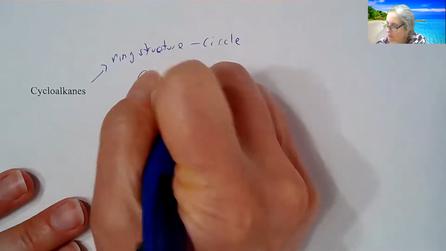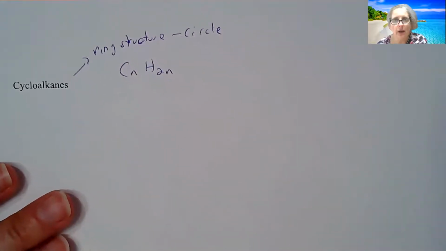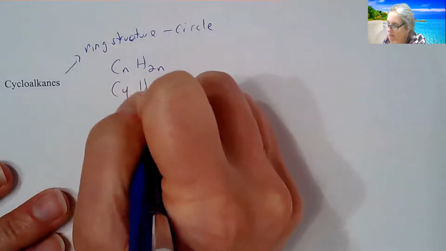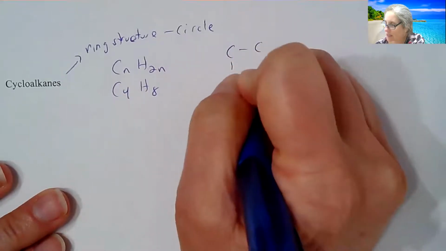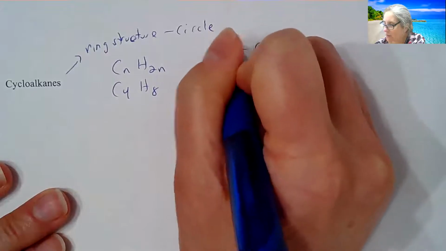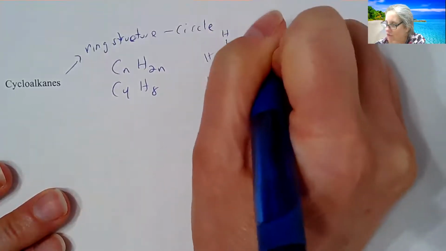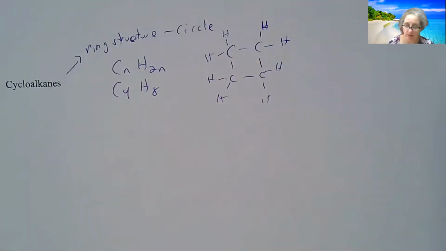So they have a very unique formula. Their formula is CnH2n. So if I have 4 carbons, I'm going to have 8 hydrogens attached. If I draw the carbons in a circle, essentially, it turns out to be a square, and each one of the carbons is only going to be able to have 2 hydrogens attached. So it's going to limit the number of hydrogens when you put it in a circle.